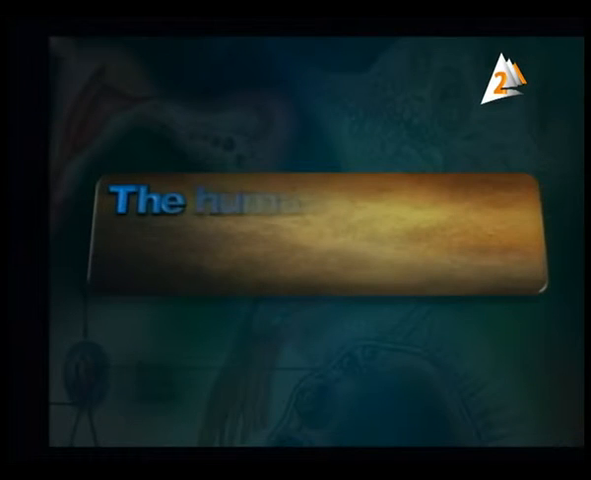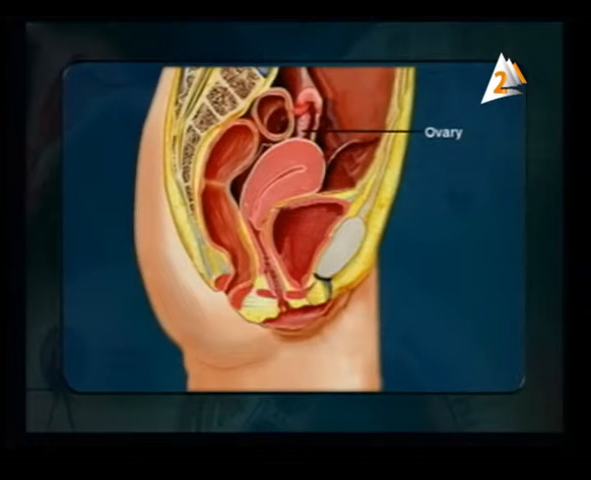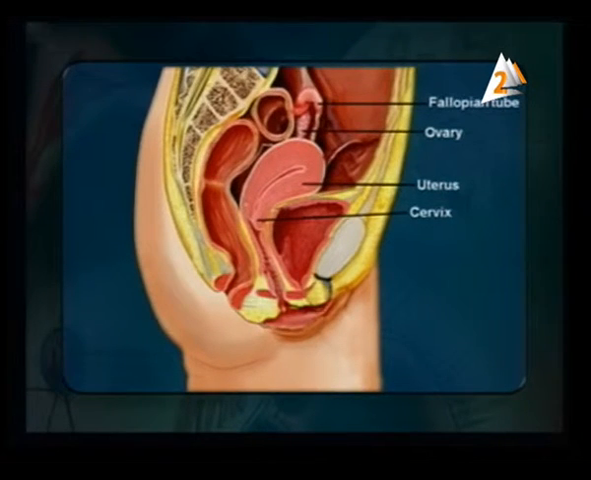The female genital system is not a complex one, but it has very important structures. It consists of two ovaries, two oviducts, the uterus and the vagina.